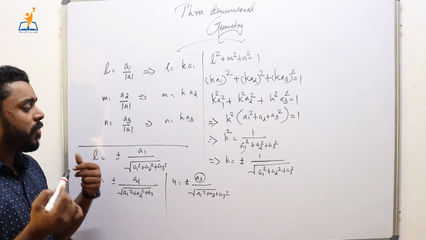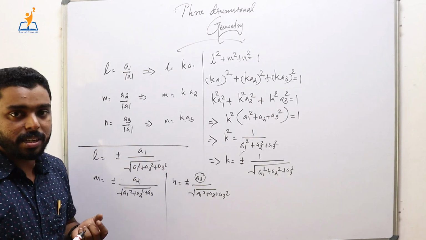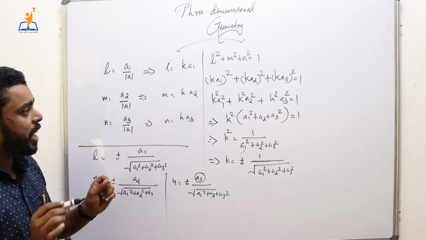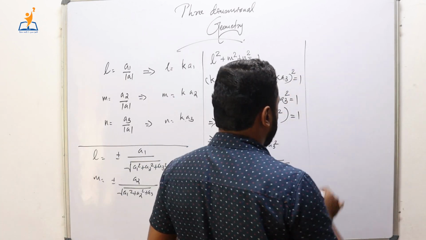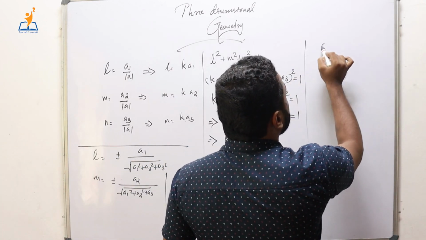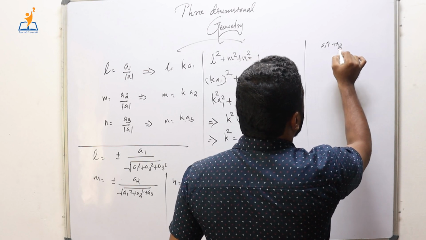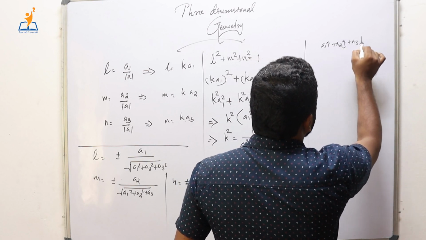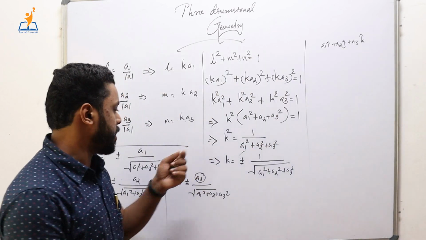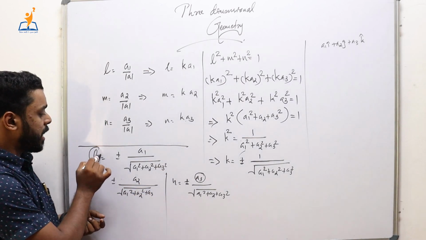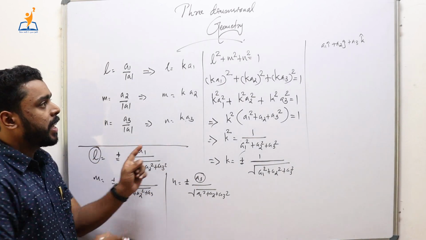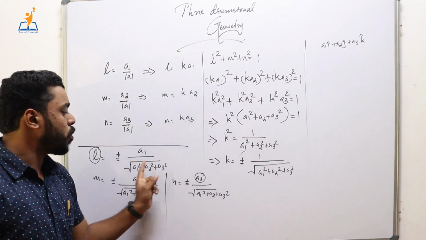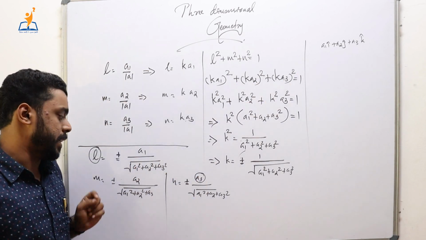So why did we derive this relationship? Just to show that whenever we are given a vector, say suppose A1 i cap plus A2 j cap plus A3 k cap, then we can easily derive the direction cosines as L is equal to plus or minus A1 divided by square root of A1 square plus A2 square plus A3 square.